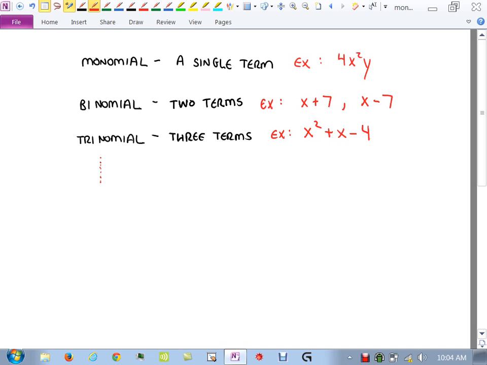Let me do it this way. All of these together fall into a group of what are called polynomials. Polynomials, poly meaning what? What does poly mean? Many terms. So polynomial is a more general way of saying this. Polynomial means basically many terms. And I'm going to put here, could be 1.